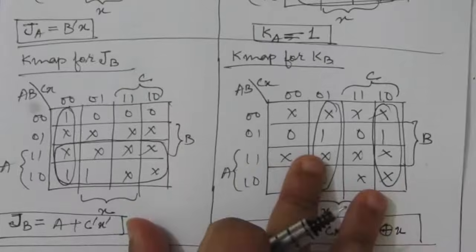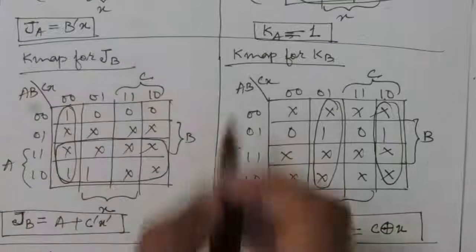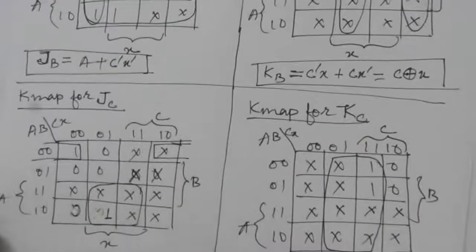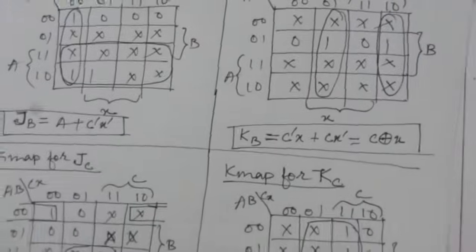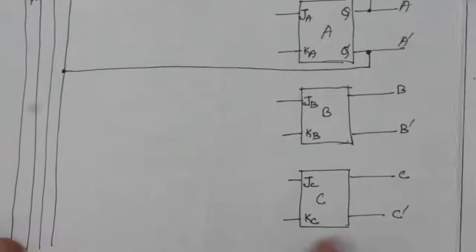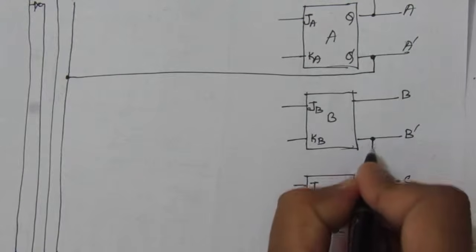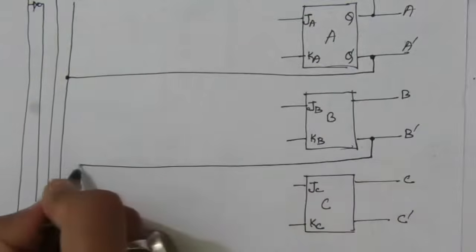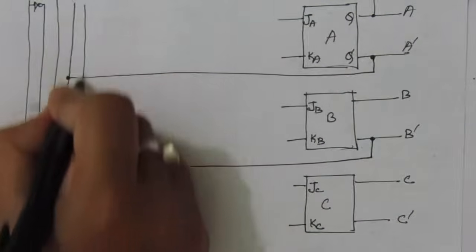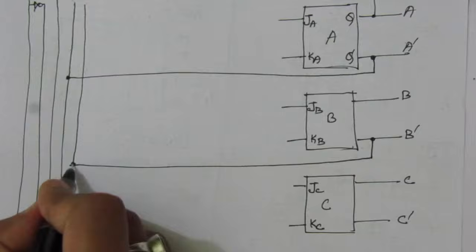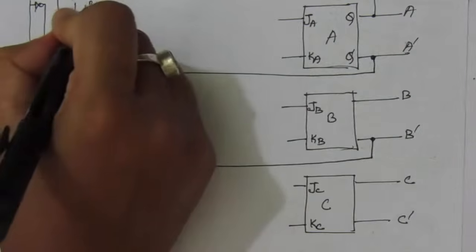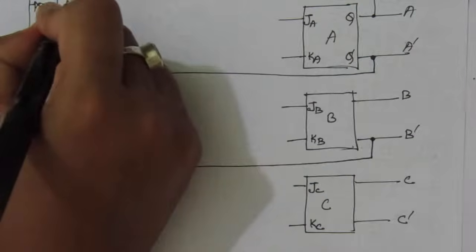Similarly, in the expressions, we have B bar. Okay, we have only B bar. So you need to draw only one line from B bar. So take a line from B complement, and define it here. This is B complement and this one is A complement.